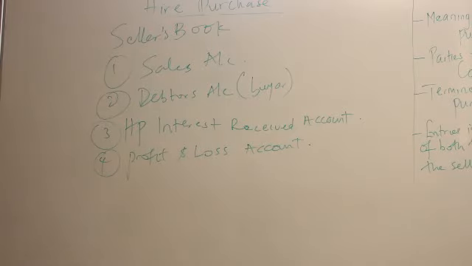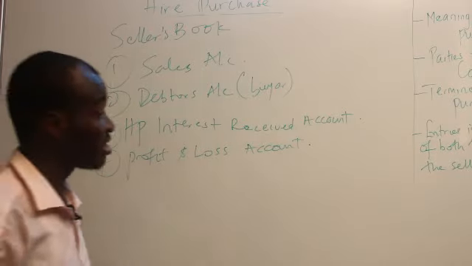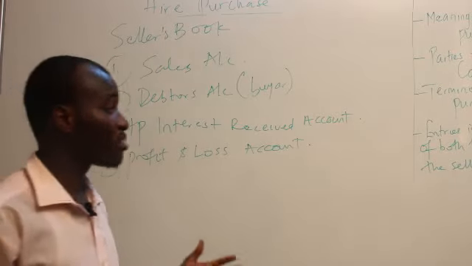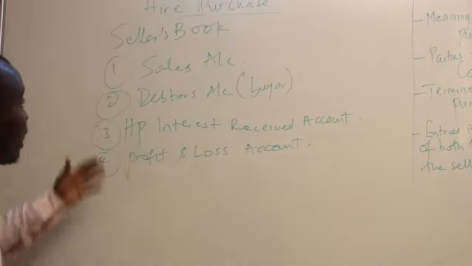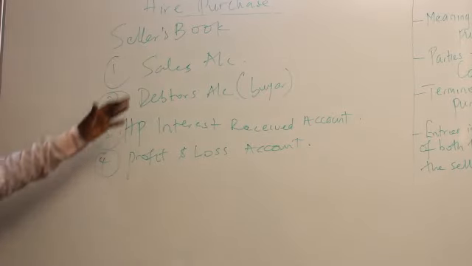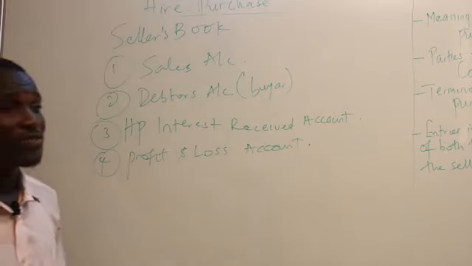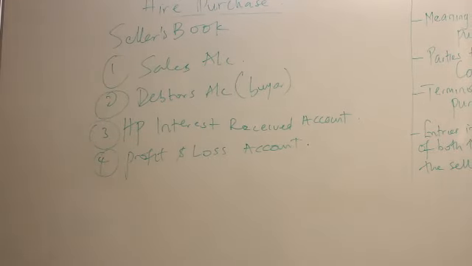So in the seller's book, we don't need much of an example, since it is the reverse of the entries in the buyer's book. In the seller's book, each of these accounts will be maintained: the sales account, the debtors account, that is the buyer account, the hire purchase interest received account, and also the profit and loss account.